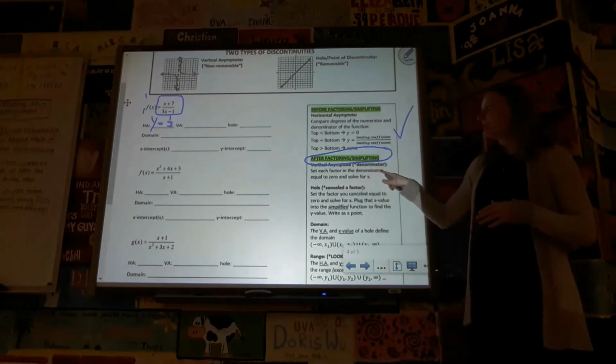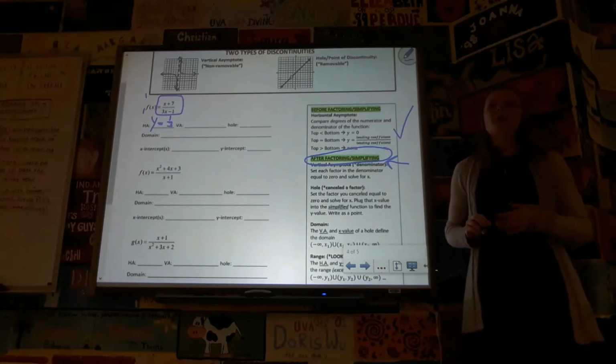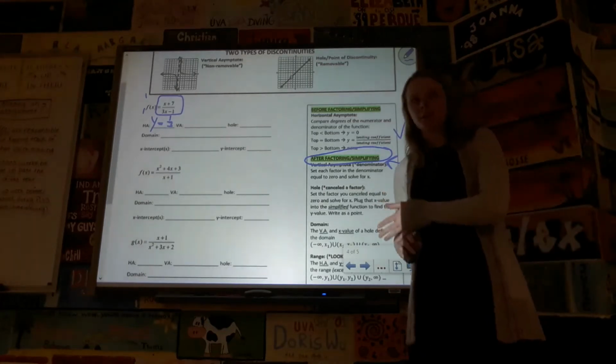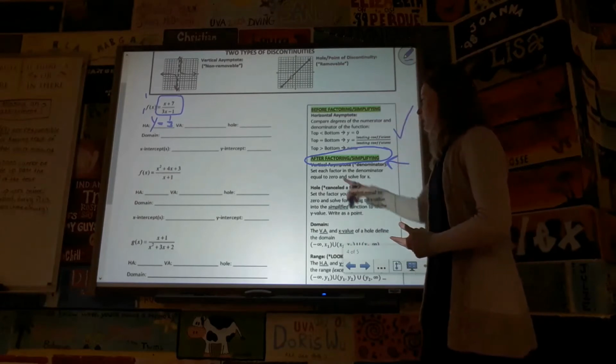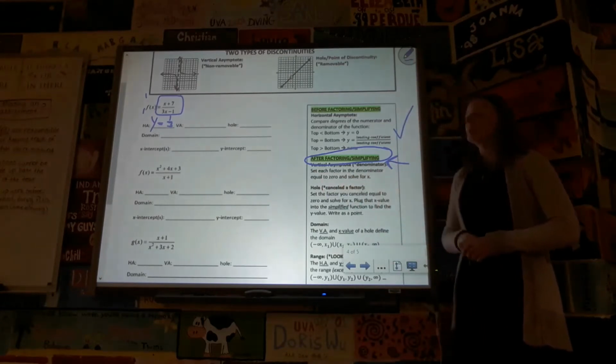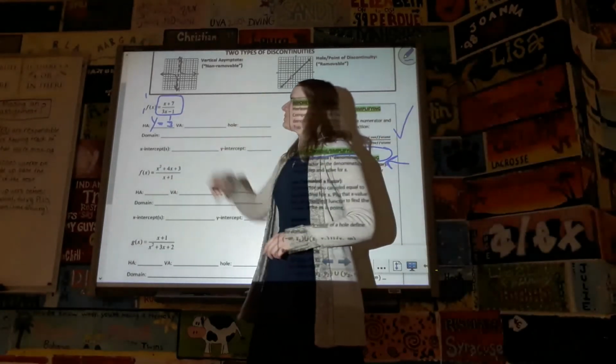To find the vertical asymptote, you're going to look in the denominator. The vertical asymptote always comes from the denominator because it's going to give you what number is not allowed to be in the denominator, because you can't divide by 0. So you're going to look at your denominator, set each factor in the denominator equal to 0 and solve for x. Very simple. So what's the denominator of my fraction over here?